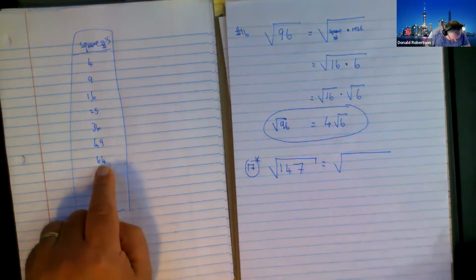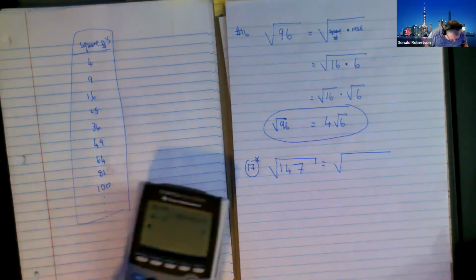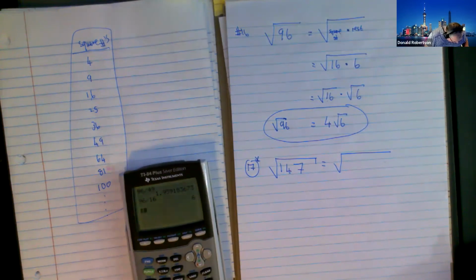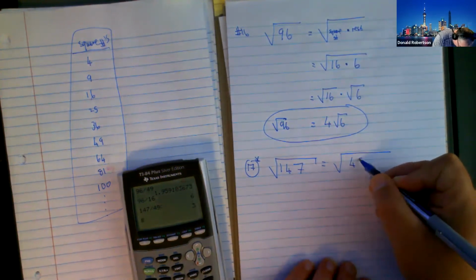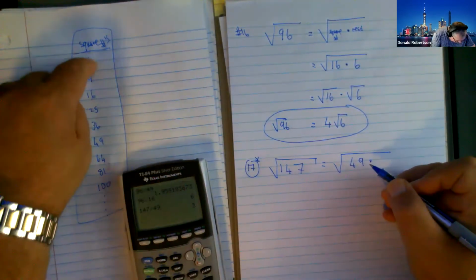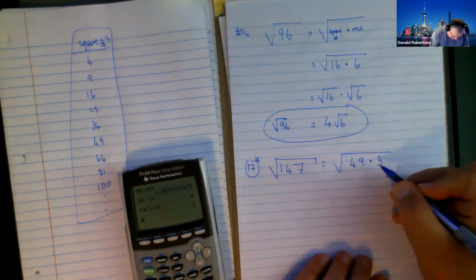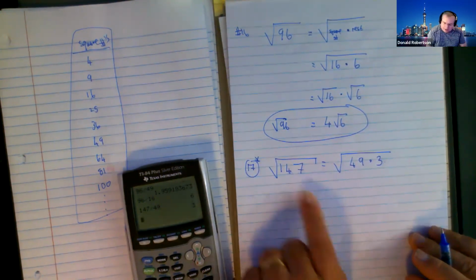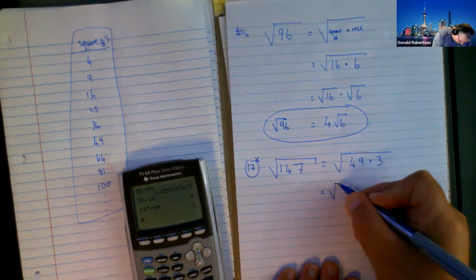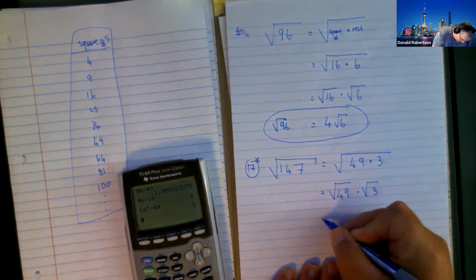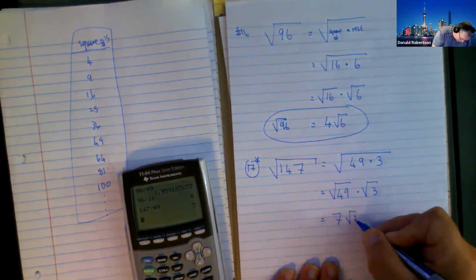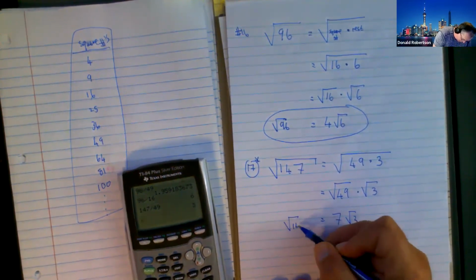If I try 64, it doesn't work. Let's try 49. That's got a possibility. 147 divided by 49 gives me 3. So I know that that one is the one I want. 49, it comes from here. 49 times 3 gives me that guy. I will then split it up as the square root of 49 times the square root of 3, and that gets me 7 root 3, and we are finished.